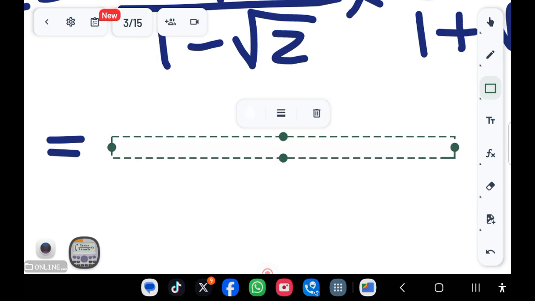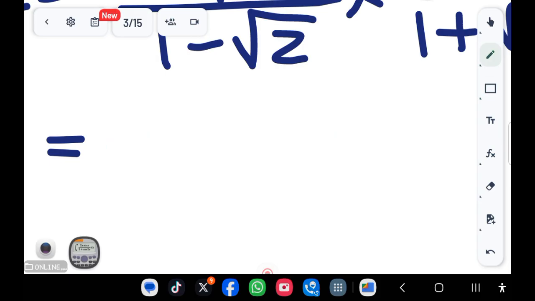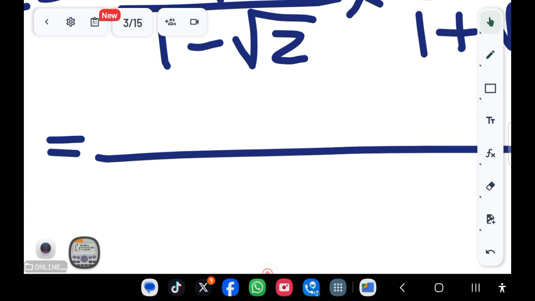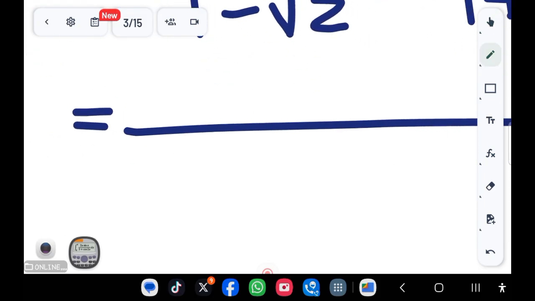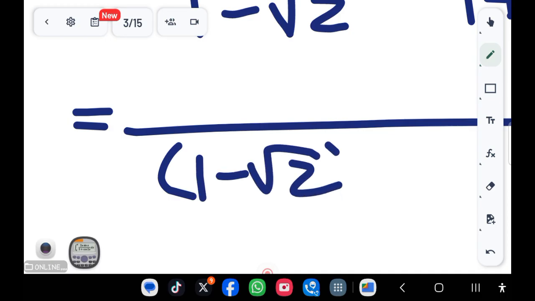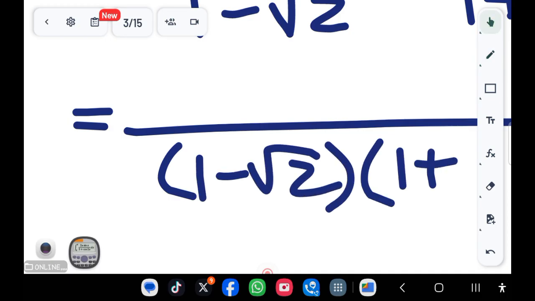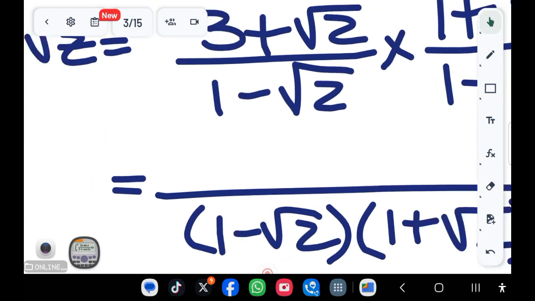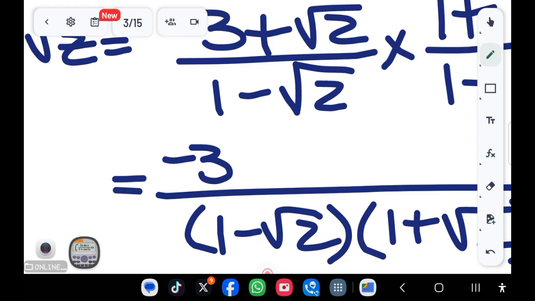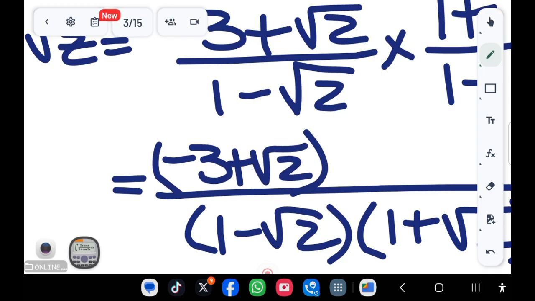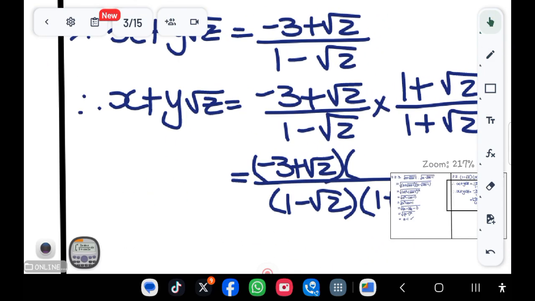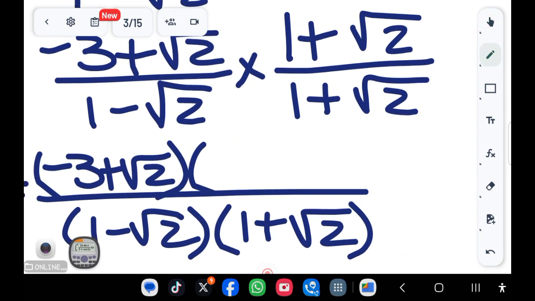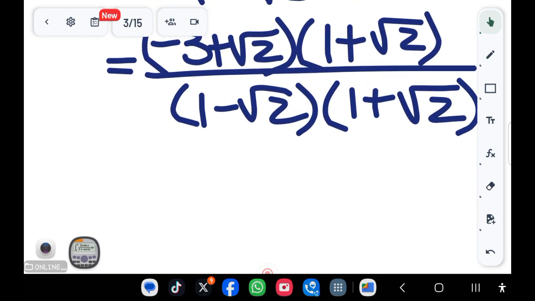Right, so that will be 1 minus root 2 multiplied by 1 plus root 2. That's what the denominator is going to be like, and the numerator is simply going to be -3 plus root 2 multiplied by 1 plus root 2. I just wanted to show what we're doing so that you can follow through without any problems. And that is equals to, okay, let's start with the denominator.